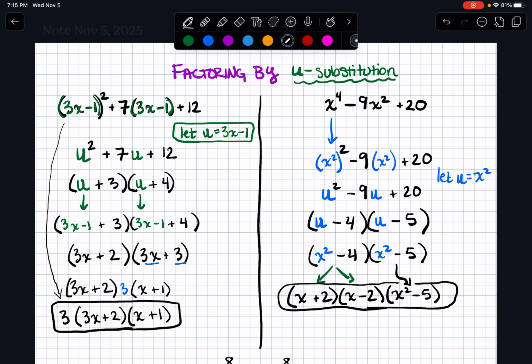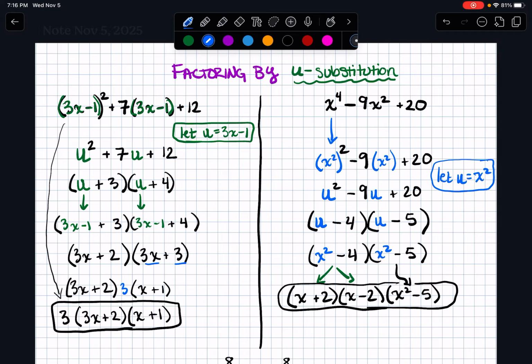I've used my u-substitution to deal with the x to the 4th. I've gotten my x squared minus 4, x squared minus 5, and then I did my difference of squares where it was relevant. I've got my completely factored form. So two different looking problems, but I can use a similar strategy with this u-substitution to make both of them a little simpler in the interim steps. And then after that simple step, put my definition of u back in to finish the problem out.